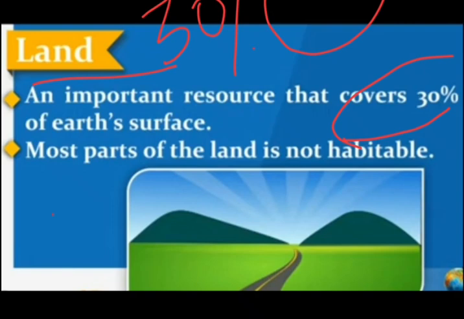Okay, land is among the most important natural resources, and now you know that land covers about 30% of the total area of the earth's surface. If we talk about the population, how much population? 90% of the world population occupies only 30% of the land area.